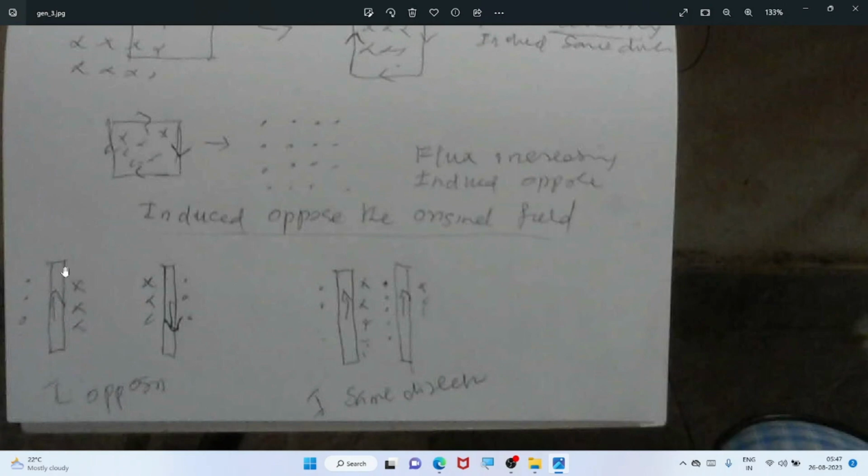These are two current carrying conductors, one current going this way, the other going this way, and this is the field. Here it is going inside and coming out, here also going inside and coming out. So it is in the same direction, going inside, coming out. See, the field here you see.